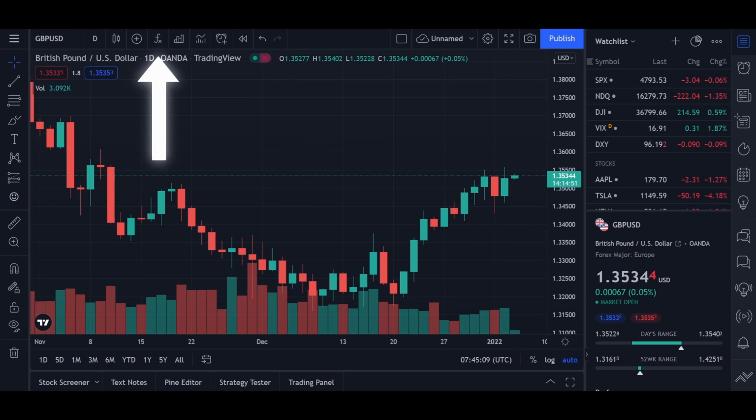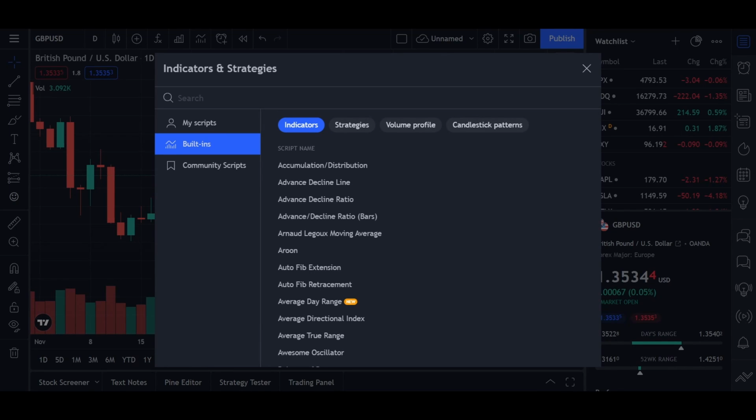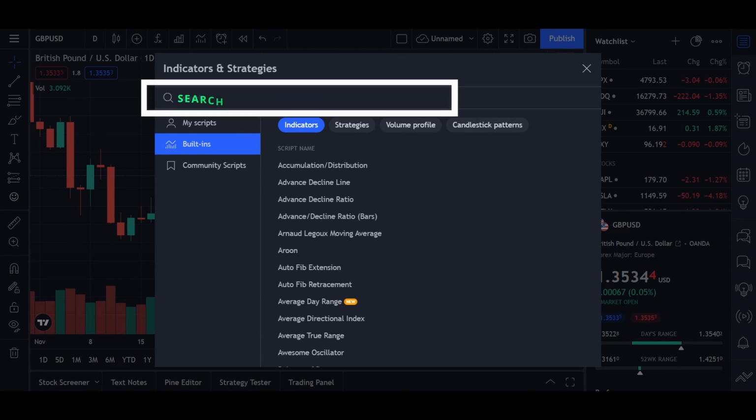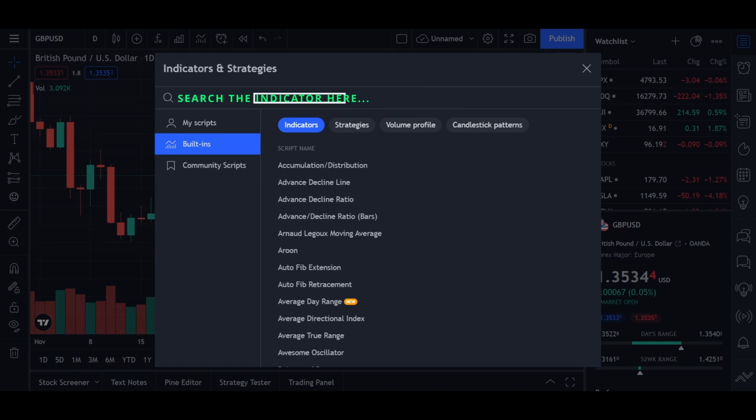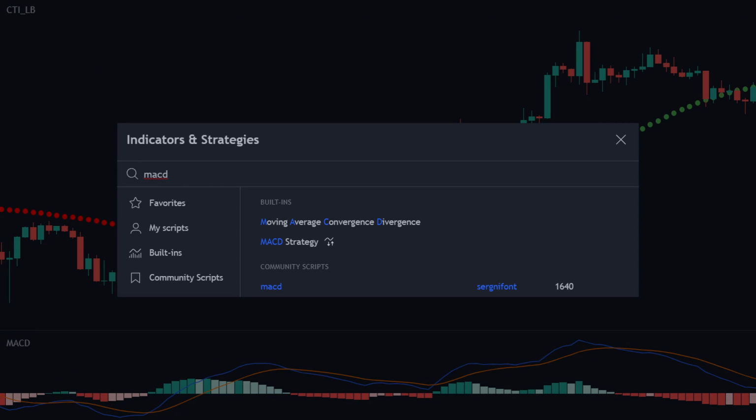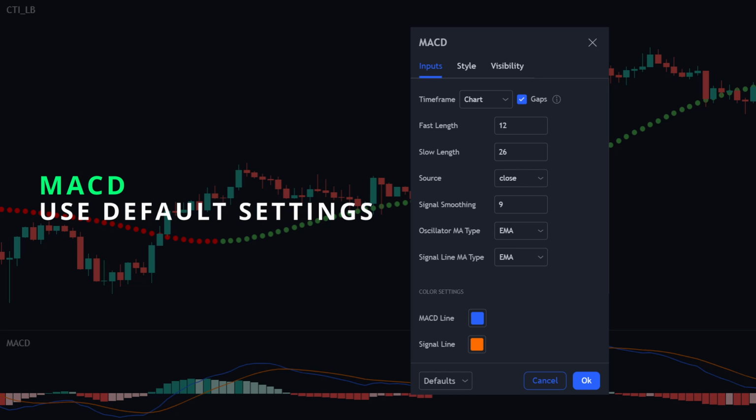In your TradingView chart, click this little FX icon. A window will pop up from your TradingView. In the search field, you can type any indicator that you want to add into your chart. Our first indicator is MACD. Find this indicator in TradingView by typing MACD. Then click this indicator to add into the chart. For this indicator, we will use the default settings, so we don't need to change anything.